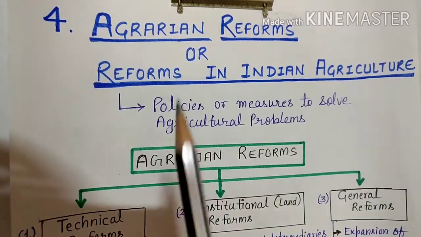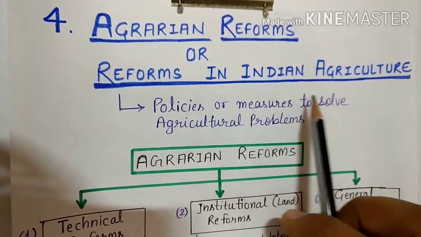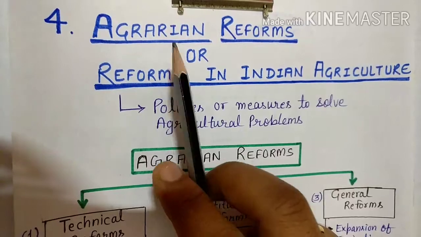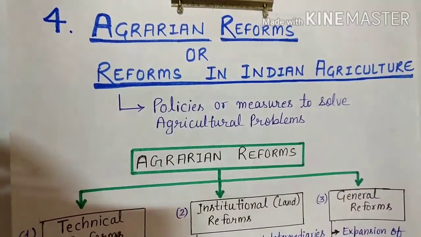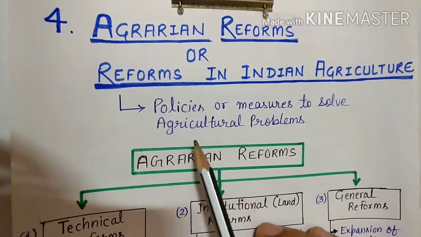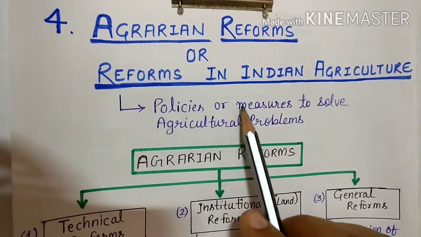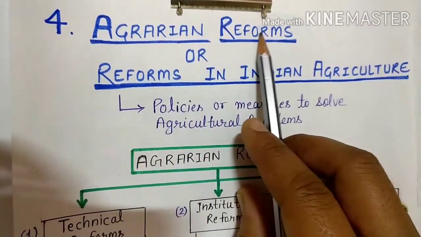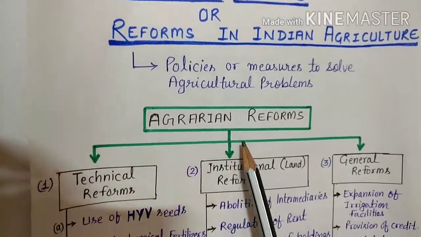So now our next topic is agrarian reforms, or reforms in Indian agriculture. What it means, agrarian reforms, it means the policies or the measures which are taken to solve agriculture problems. These policies are what we call agrarian reforms. The agrarian reforms took place in 3 steps.